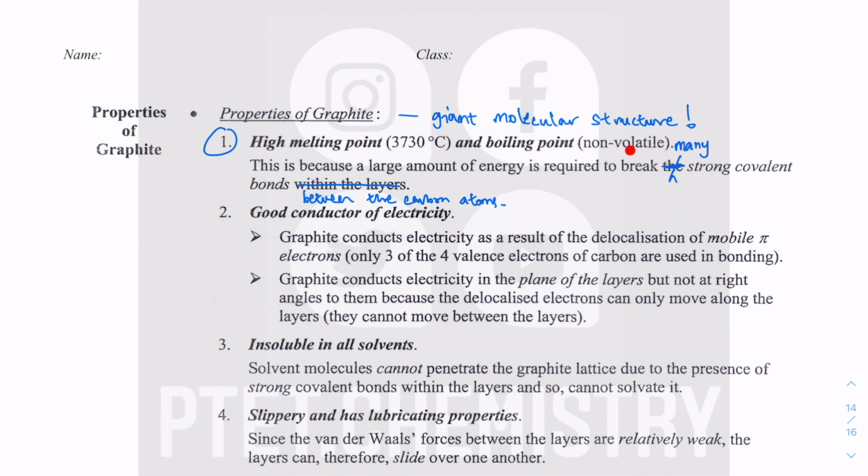Volatile: a simple molecular structure usually means you have volatile molecules because they boil easily. These values are very high. They are not volatile at all. You're not expected to remember any of these values, but you have to appreciate that these are very high. When you talk about graphite, it has very, very high melting and boiling points.